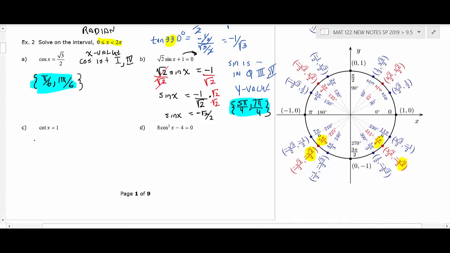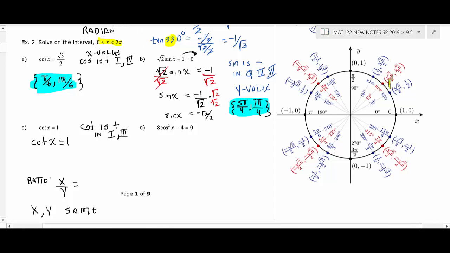We have cotangent. This is already isolated, so we have the cotangent of x is 1. So what we have to do on this is you got to remember that the definition, the cotangent is the ratio x over y. So what you have to do is you have to look on the unit circle and figure out where x over y would be equal to 1. Okay, so in other words, x and y have to be the same. So you look on the unit circle and figure out where that happens. And the other thing is the cotangent is positive in quadrant 1. Everything's positive in quadrant 1, but also quadrant 3.